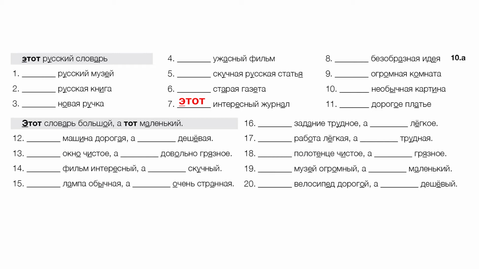8: This terrible idea, this horrible idea, эта безобразная идея. 9: this huge room, эта огромная комната. 10: this unusual painting or picture, эта необычная картина. And 11: this expensive dress, neuter, это дорогое платье.